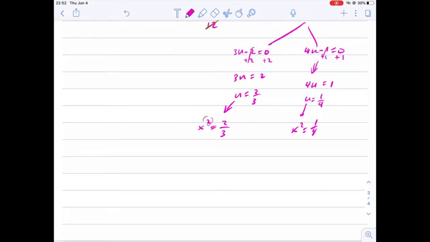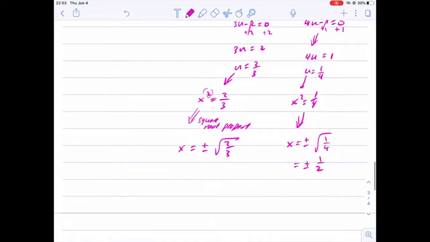We need to get rid of the square here, so we remember from the square root property that we discussed in the previous video that we can write x without the square and put plus or minus on the expression on the right hand side. x equals plus or minus square root of 2/3, and here same thing, x equals plus or minus square root of 1/4, that's plus or minus 1/2. So the solution set is plus or minus square root of 2/3 and plus or minus 1/2.